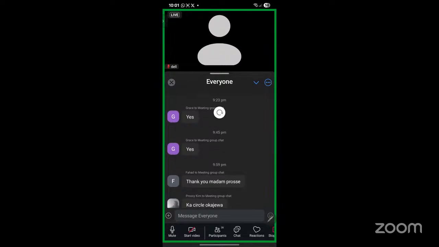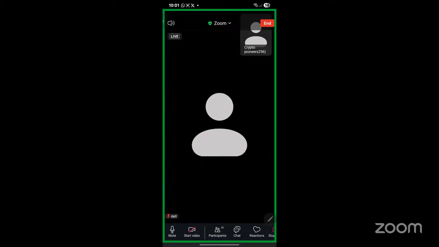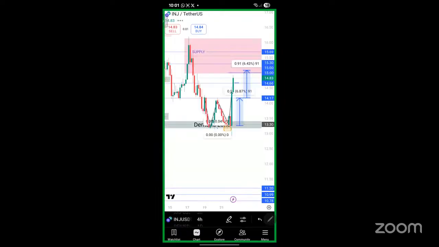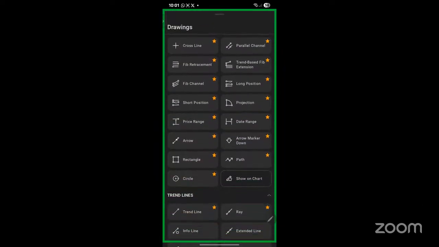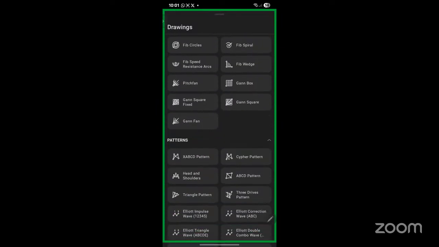Somebody is asking about the Kasako. And I told you the Kasako, come here, come to your TradingView. If you want to get the Kasako, tap on the pencil, go down here, go down like this, extend this way. Where is the Kasako?